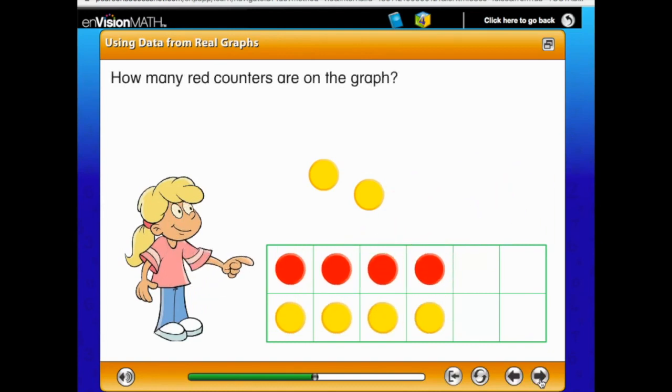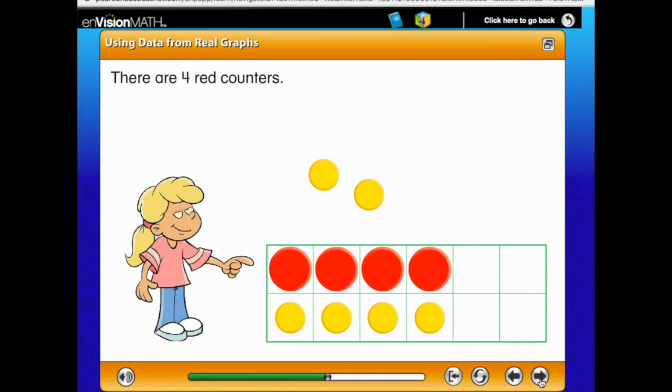How many red counters are on the graph? Let's take a minute to now look at this graph and try and understand it. They placed all of the red counters, and they're asking how many red counters are on the graph. So all you have to do now that it's in a nice, neat graph is count them. So let's count together. 1, 2, 3, 4. There are 4 red counters.